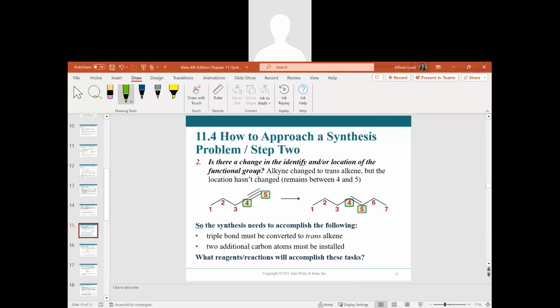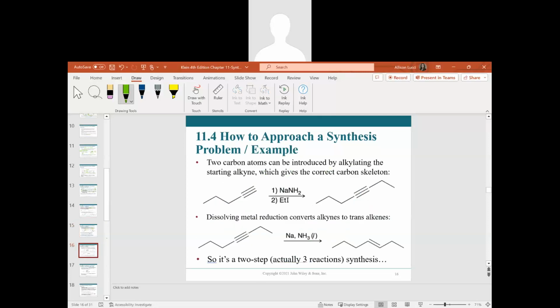Let's see what else. Was there a change in the identity or location of the functional group? Well, we had an alkyne over here with our carbon-carbon triple bond, and this has been changed into specifically a trans alkene. So we need to think about not only how we add on those additional carbons, but then how we can convert from a triple bond to a double bond, specifically in the trans orientation. So we have to move around our functional groups, and we also need to add additional carbon. How can we approach this? How can we attack this?